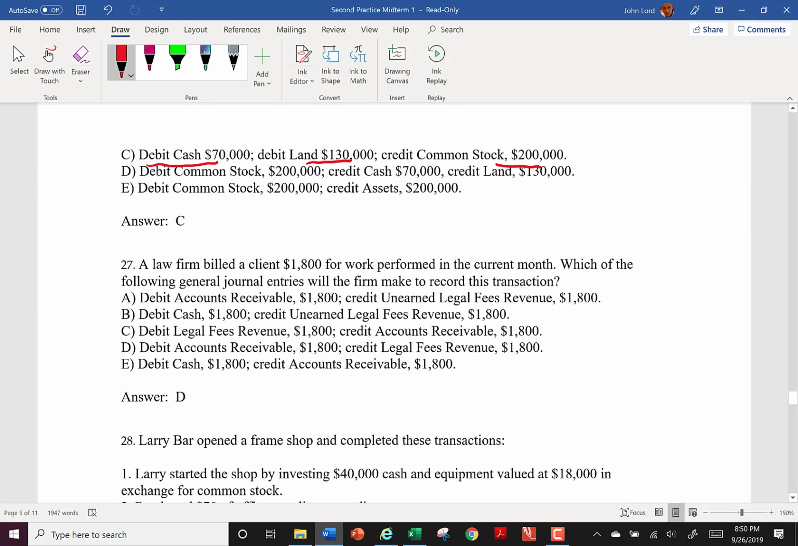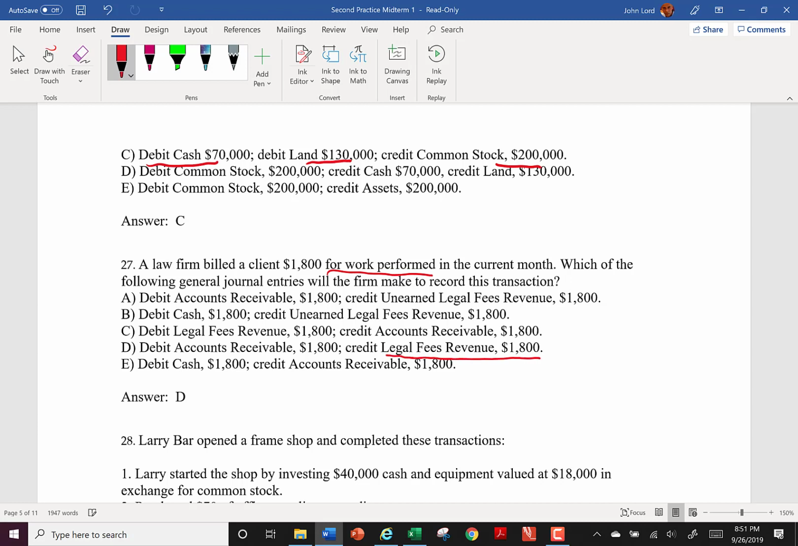A law firm billed a client $1,800 for work performed in the current month. Which of the following journal entries will the firm make to record the transaction? Have we earned the fees? It says law firm billed a client for work performed. If work performed, we've earned it, haven't we? Okay. And so we need to credit what? We need to credit the fees earned, don't we?